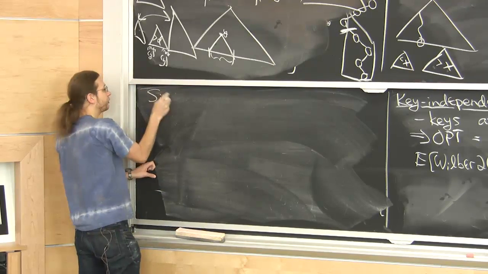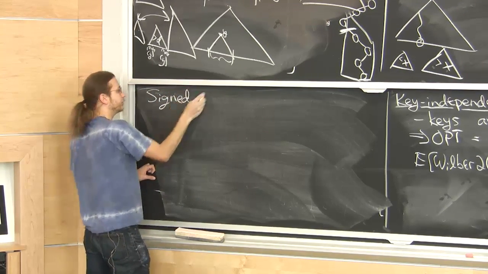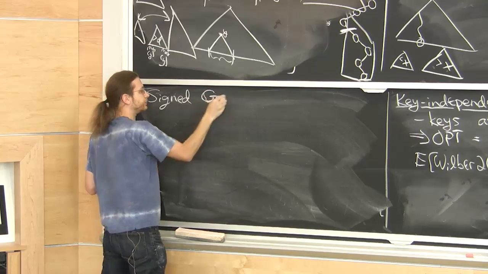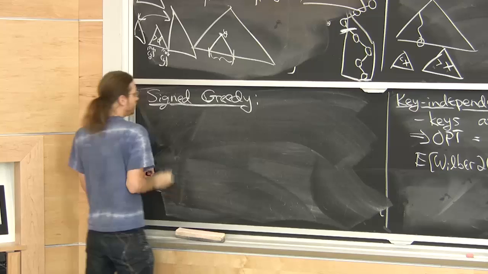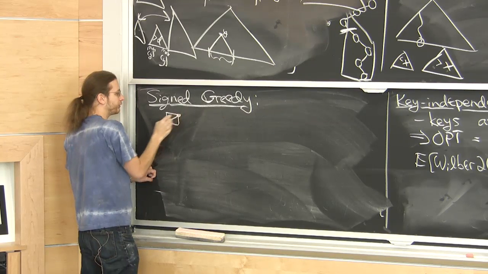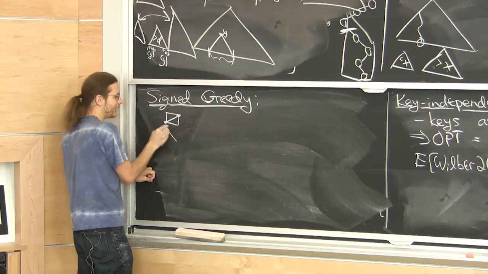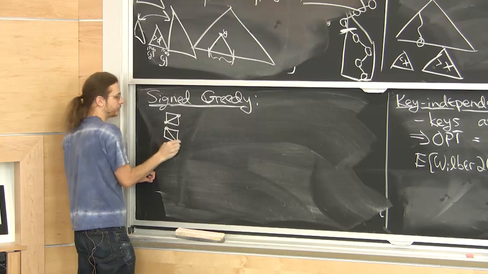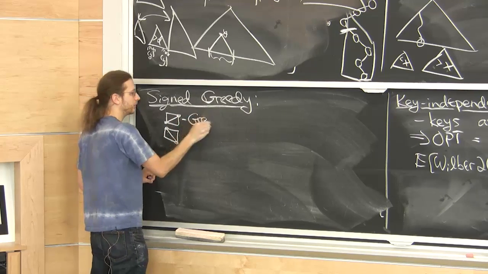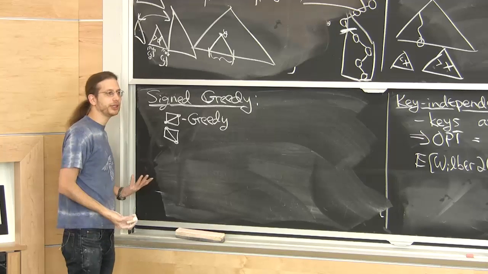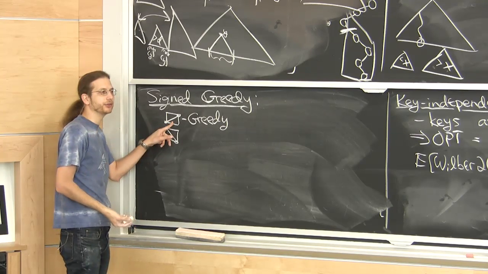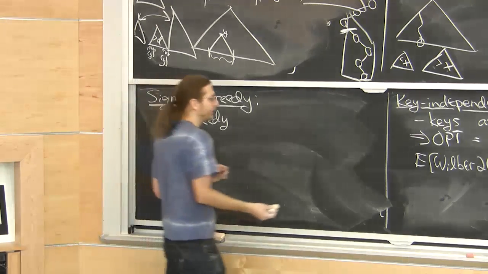And we actually know that. Signed greedy. So there's two kinds of signed greedy. There's the plus sign greedy, and there's the minus sign greedy. Okay, how does plus greedy work? It's the same as greedy. You just only look at plus rectangles. Okay, remember plus rectangles and minus rectangles?